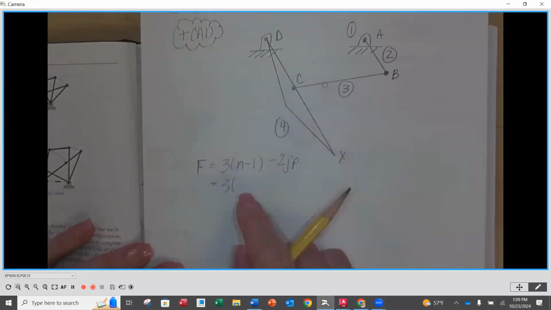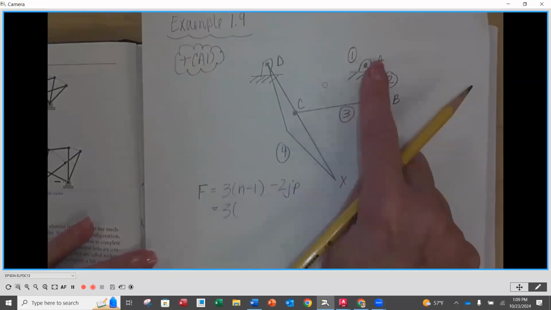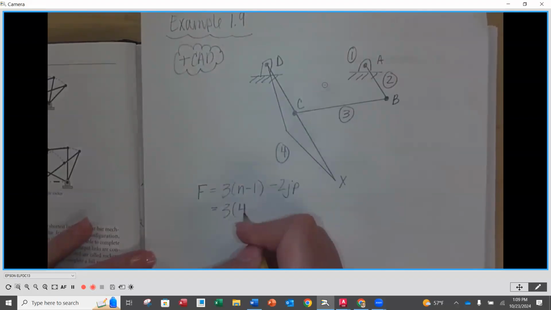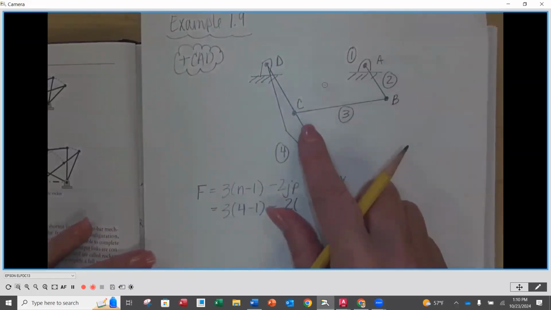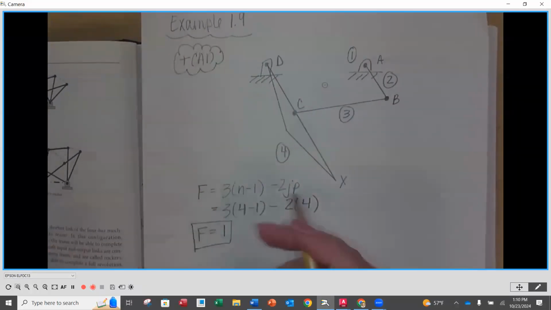So 3 times the number of links. I've got 4 links identified: 1 frame, 2, 3, and 4. So it's going to be 4 minus 1, minus 2 times the number of primary joints. I count up however many letters I have here, and there's 4. So if I do my math here, this is going to be 9 minus 8. That's going to be 1.